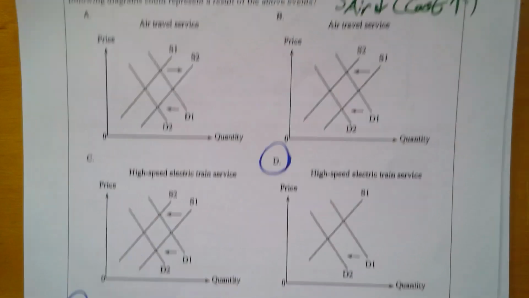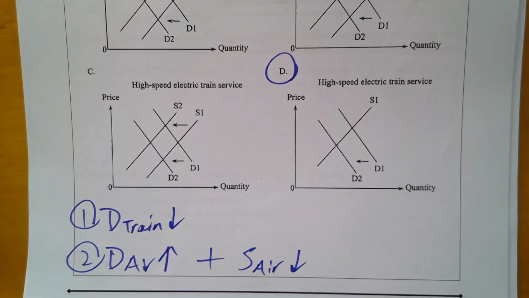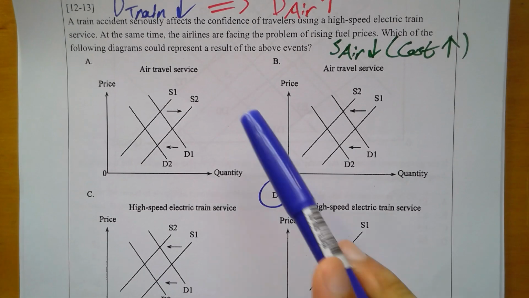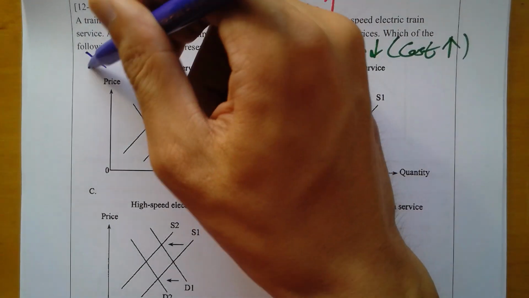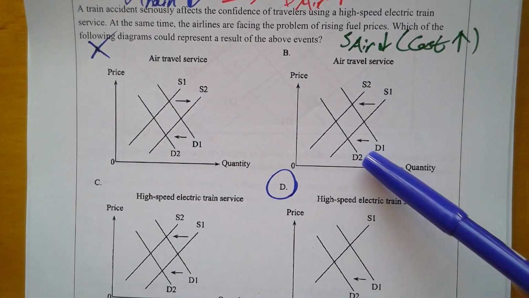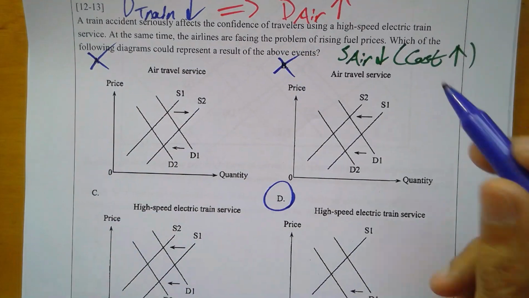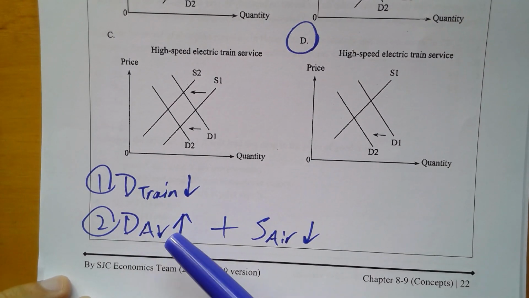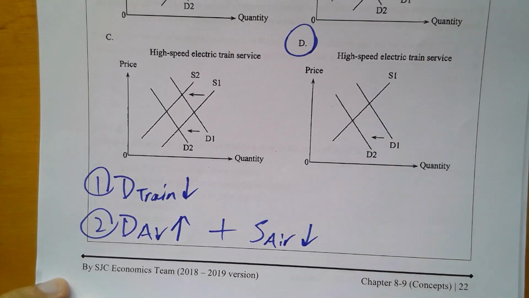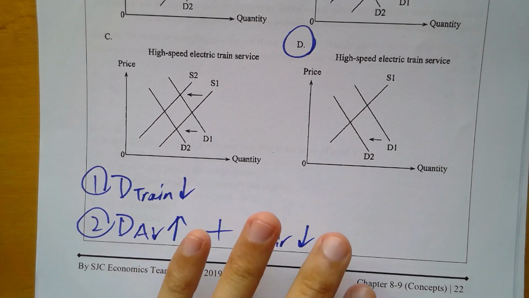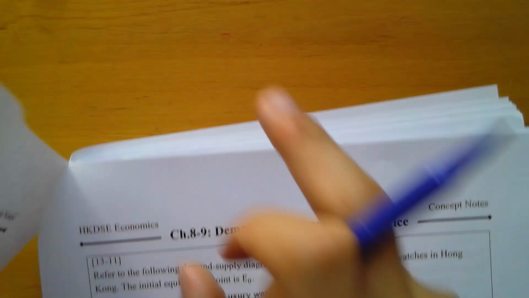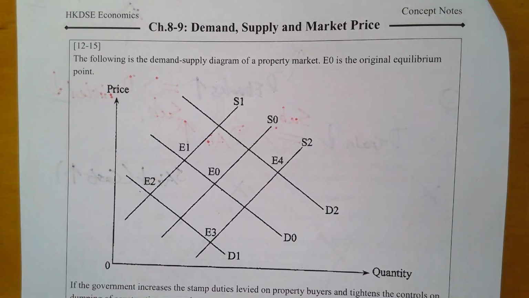Now let's look at A and B. Demand increase, but here demand decrease. So A is incorrect. B is also incorrect. Okay, air service, we know that demand should increase. So D is the answer we want. Okay, not too difficult. Alright, next one.